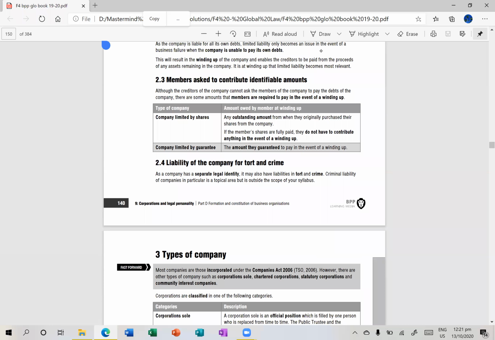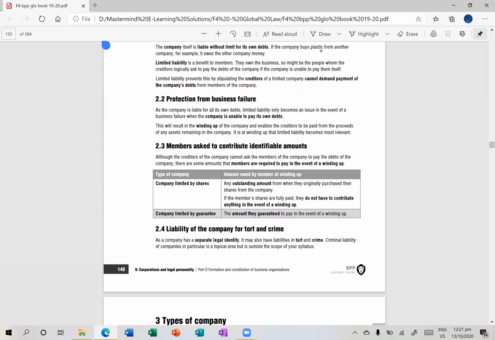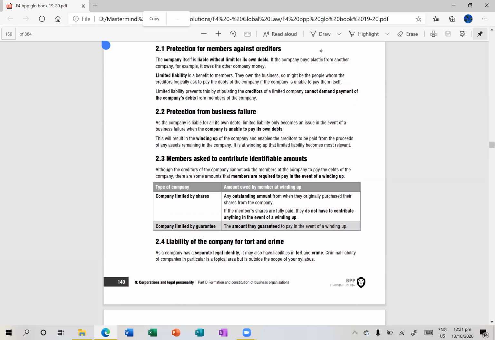Members asked to contribute identifiable amounts. The amount that the member invests in a business is limited by the shares that they invest in or by the guarantee that they give. What is the guarantee that they give? That they might be paying after a particular event, or they might be paying this and this amount in a particular event at the time of winding up.